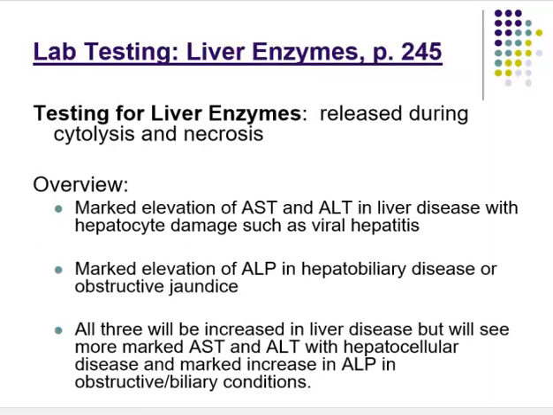Liver enzymes are released during cytolysis, which is when cells burst or release their contents, and necrosis. And remember, necrosis is cell or tissue death. There's marked elevation of AST and ALT in liver disease with hepatocyte damage, such as viral hepatitis. We have marked elevation of ALP in hepatobiliary disease or obstructive jaundice. And when we're talking about hepatobiliary, we're having to do with the liver, bile ducts, or gallbladder.